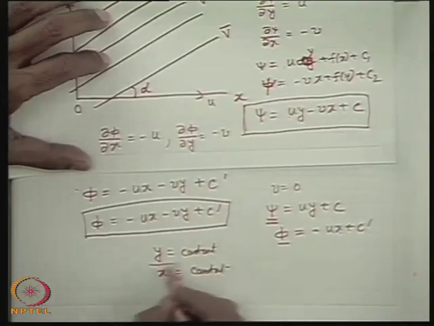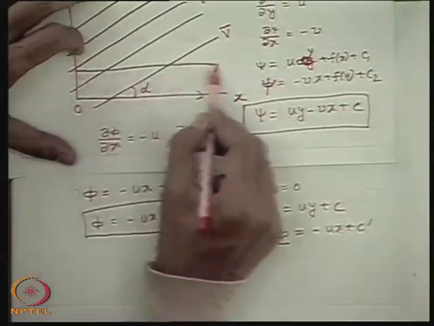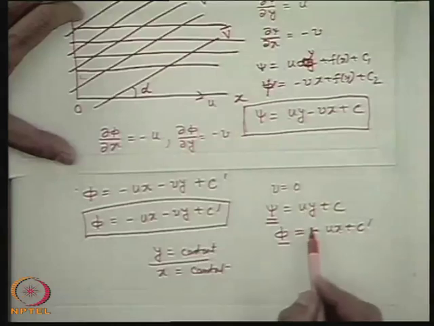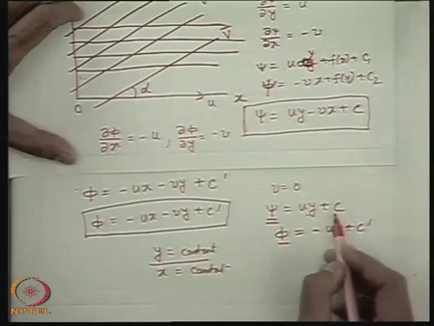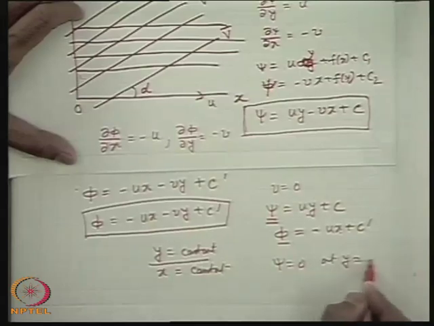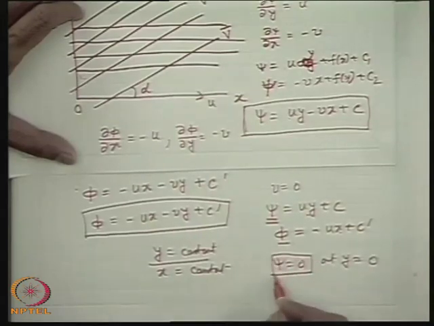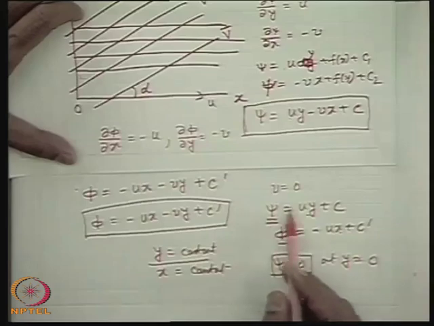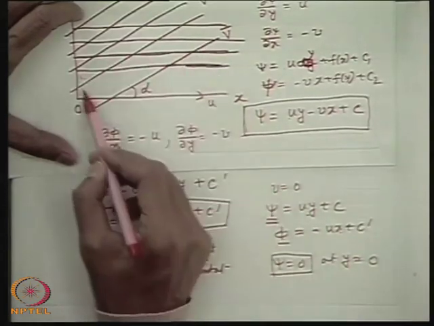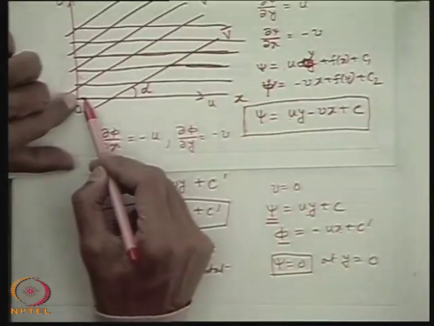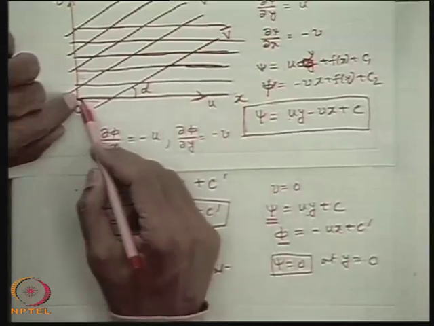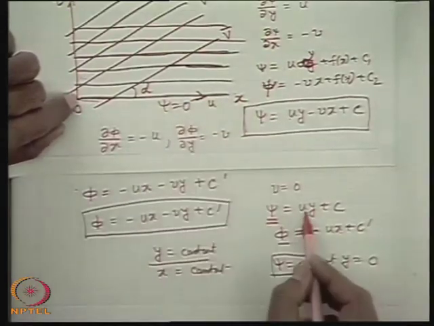That means constant psi streamlines are the lines parallel to the x-axis because y is constant. So c may be made 0 if I define psi equal to 0 at y equal to 0. I can define the value of psi 0 at any arbitrary location because it is the difference in psi which is most important to find the velocity. That means I can define the x-axis itself as the line psi equal to 0 for this flow.